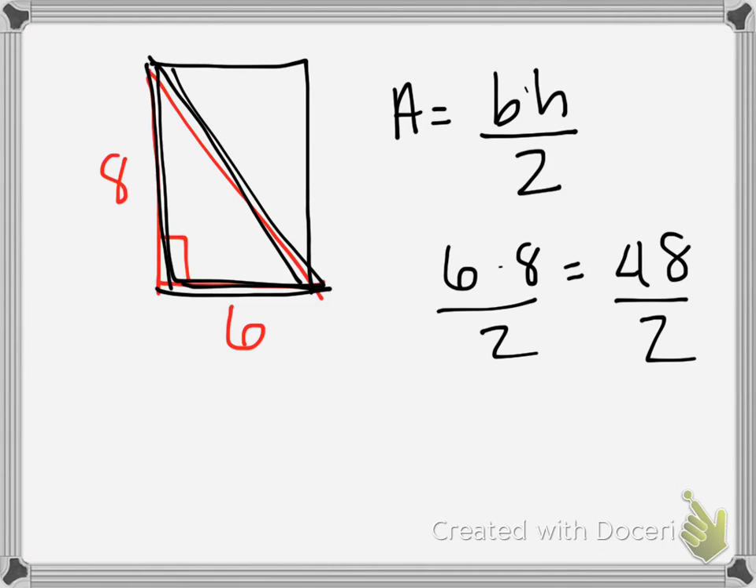So 48 divided by 2 would be 24. So the area of this particular triangle would be 24 units squared.